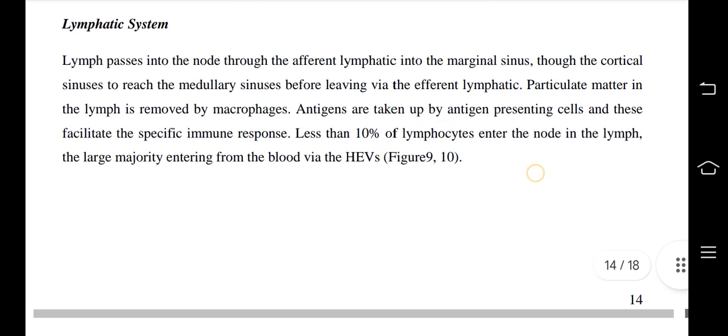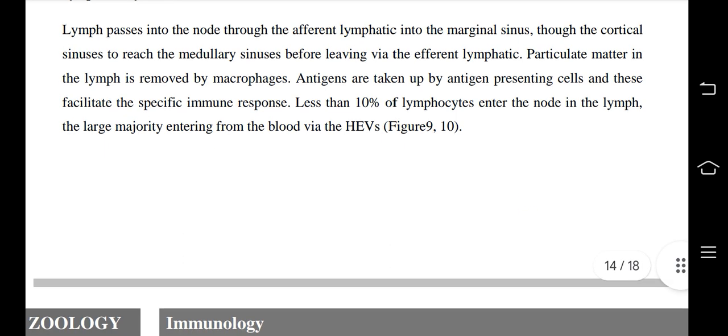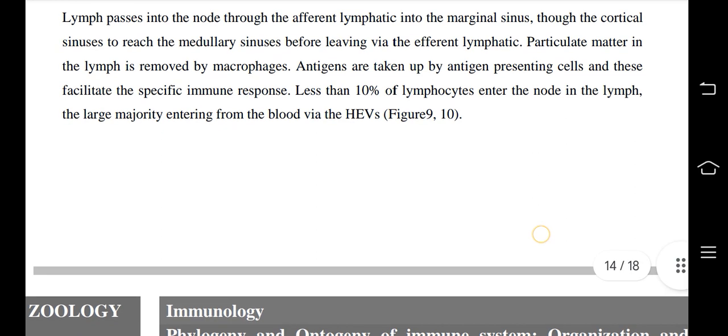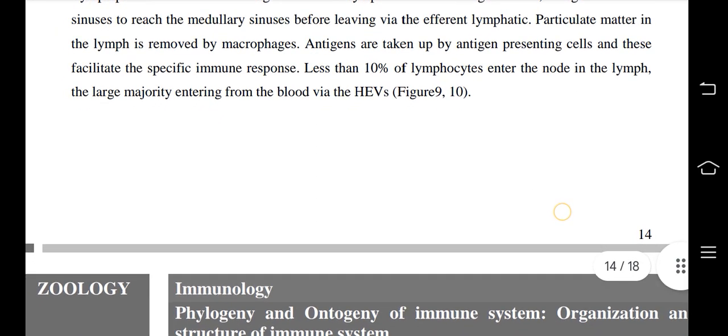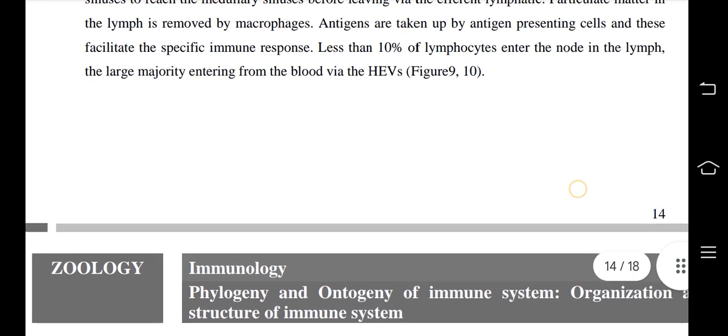Then lymphatic system. Lymph passes into the node through the afferent lymphatic into the marginal sinus, through the cortical sinus to reach the medullary sinus before leaving via the efferent lymphatic. Particulate matter in the lymph is removed by macrophages. Antigens are taken up by antigen presenting cells and this facilitates the specific immune response. Less than 10% of lymphocytes enter the node in the lymph and the large majority enter from the blood via the HEV.